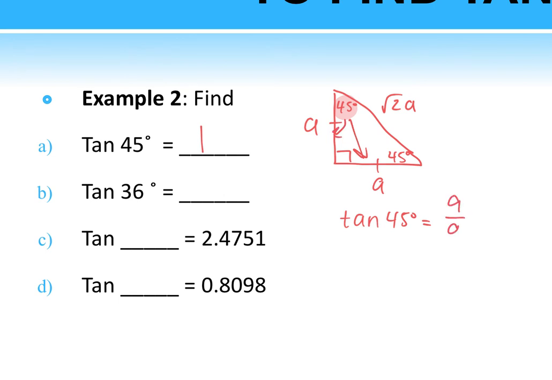And what's A divided by A? 1. Say, what? Do you guys see that? Is that not cool? Or do we not care? All right, so check it out.